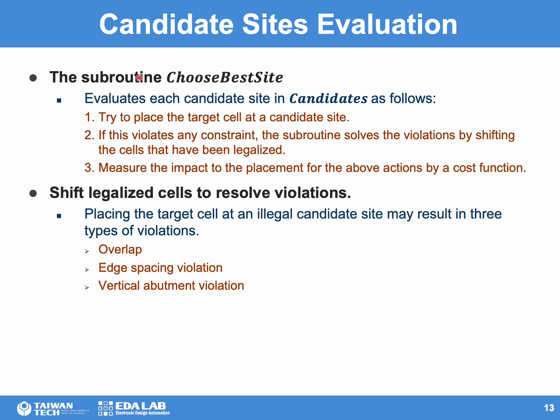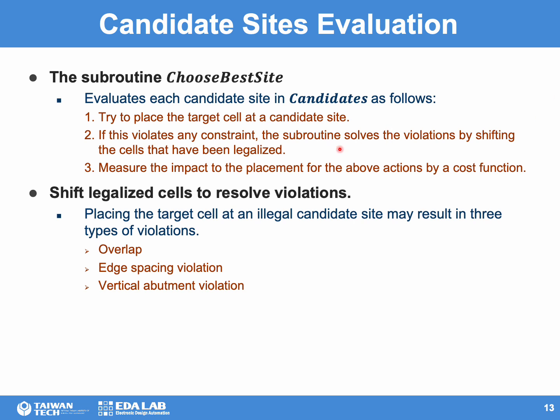The subroutine choose-best-site finds the best candidate to place the target cell according to the cost function. Here is a brief summary of its operation. It first attempts to place the target cell at a candidate position. If this placement results in any violations, the algorithm moves other cells to resolve these violations. Once all violations are addressed through cell movement, a set of cost functions is used to evaluate the impact of steps 1 and 2 on the overall placement.